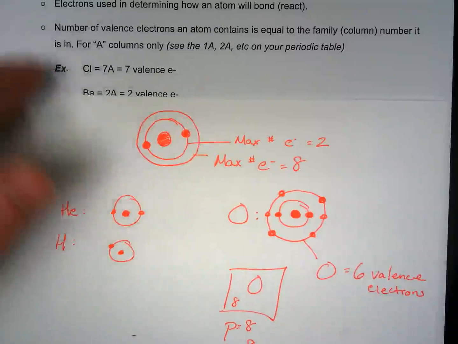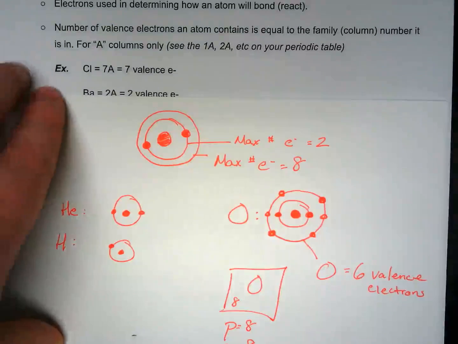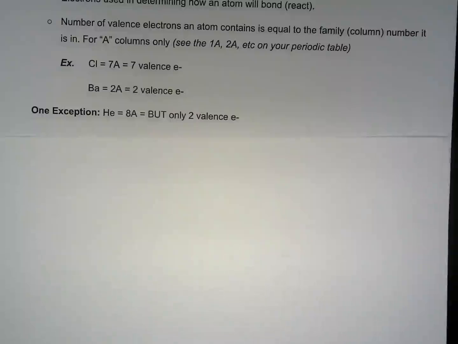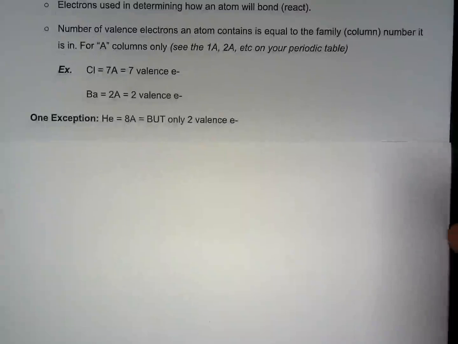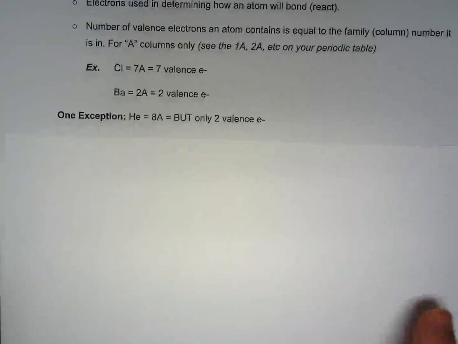But for the most part, it is this outermost shell that we care about, because if you smack 2 atoms together, the outer shell is what's going to be interacting with the outer shell of another atom. Now there is one exception, and it is helium.